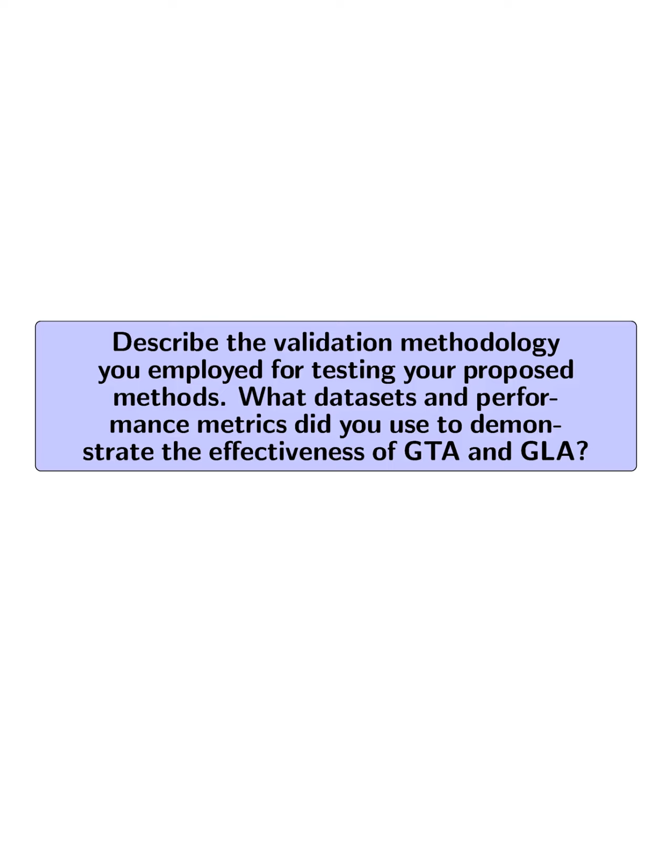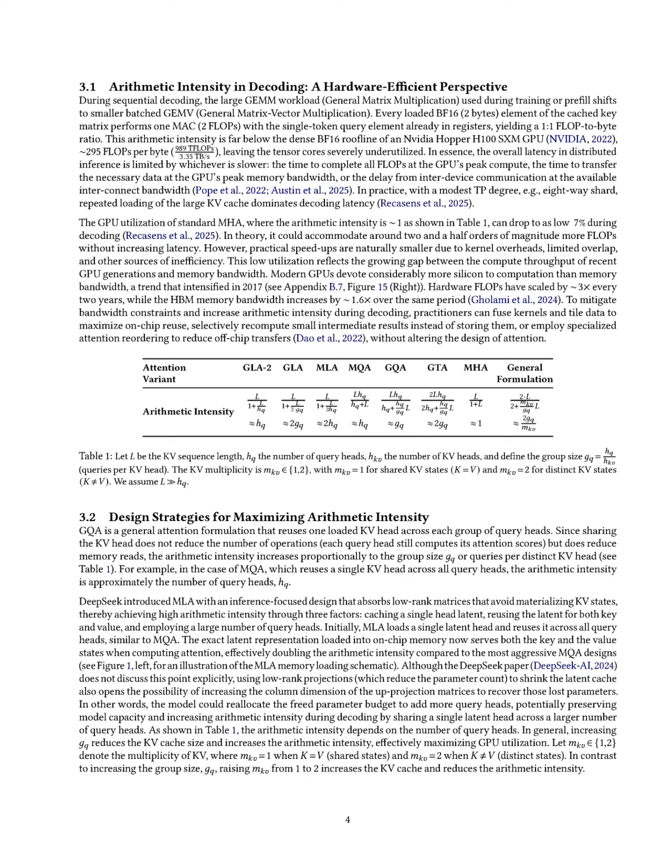Describe the validation methodology you employed for testing your proposed methods. What datasets and performance metrics did you use to demonstrate the effectiveness of GTA and GLA? To validate the effectiveness of the proposed methods grouped tied attention (GTA) and grouped latent attention (GLA), we conducted experiments on 4 model scales: small 183M, medium 433M, large 876M, and XL 1.471B parameters, using the FineWeb-Edu 100B dataset.